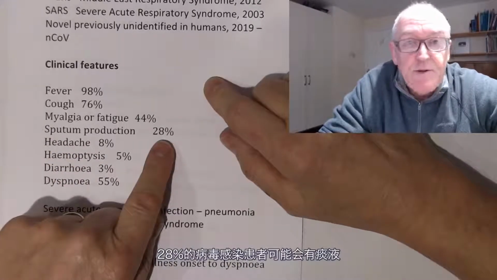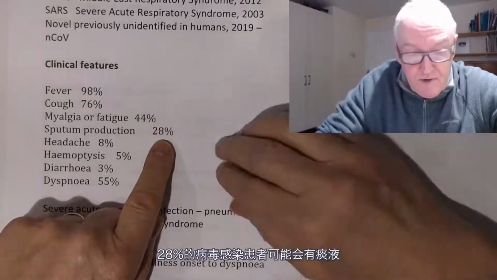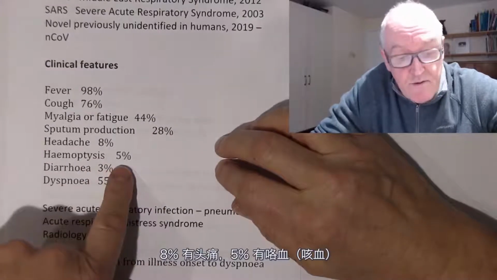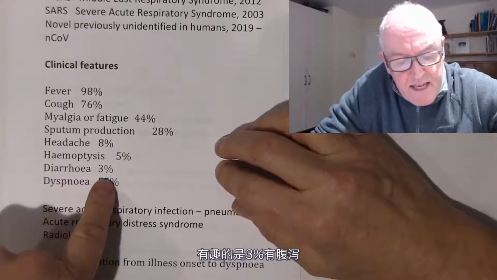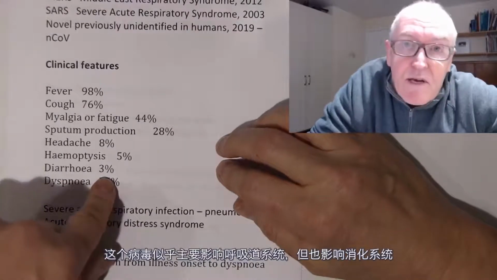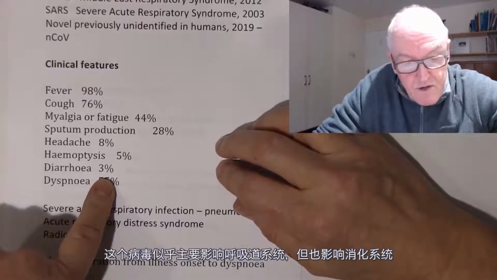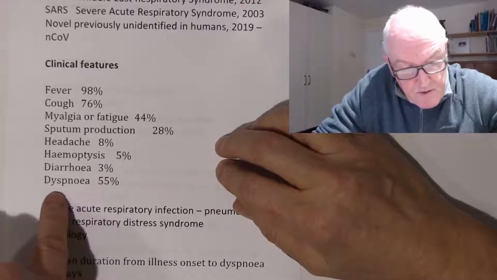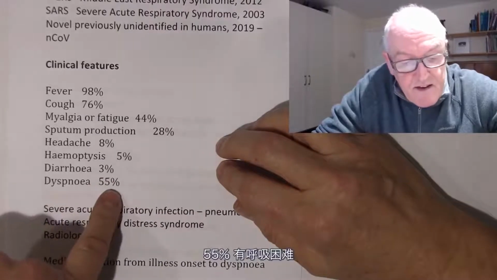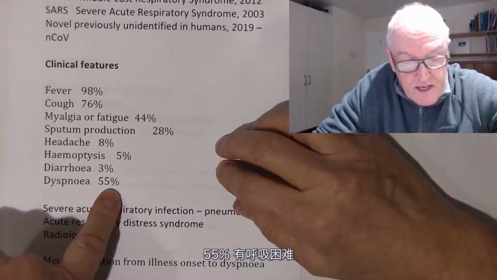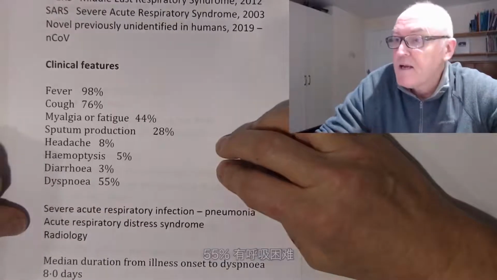28% produced sputum, as you might expect with a respiratory virus. 8% had a headache. 5% had hemoptysis, coughing up blood. Now, 3% had diarrhea, which is interesting. So this virus seems to affect primarily the respiratory system, but also the gastrointestinal system, which is interesting. And 55% developed dyspnea, difficulty in breathing, shortness of breath.